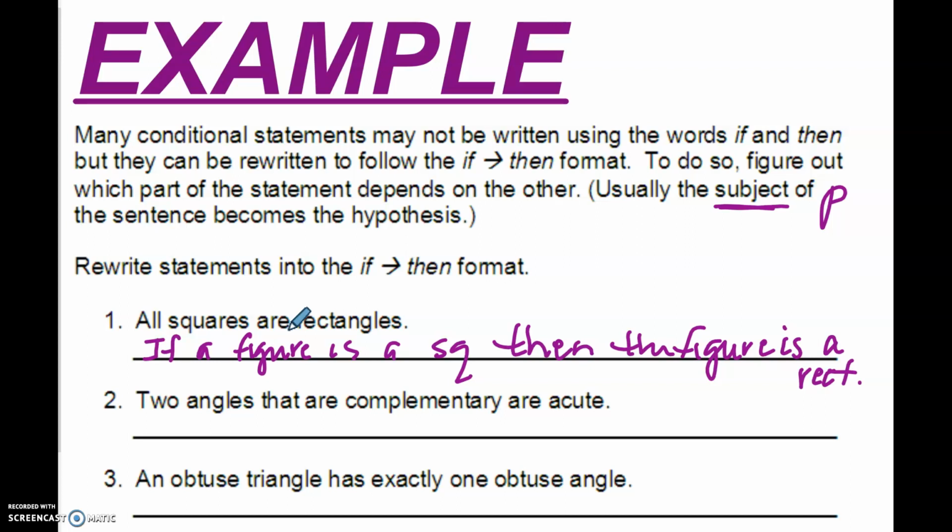All right, and the second one, two angles that are complementary. So if you have two angles that are complementary, then they are acute. Then the two angles are acute. Either way would work. Third one, an obtuse triangle has exactly one obtuse angle. If you have an obtuse triangle, then it has exactly one obtuse angle. So just putting in the if and thens for the subject and the predicate.